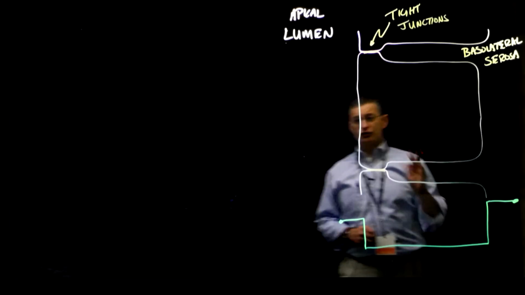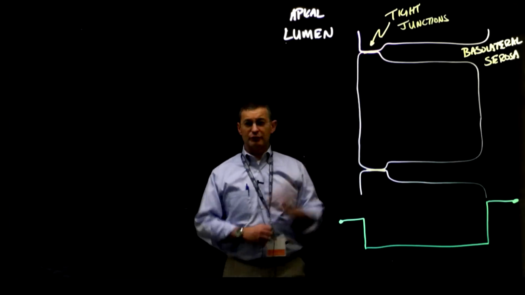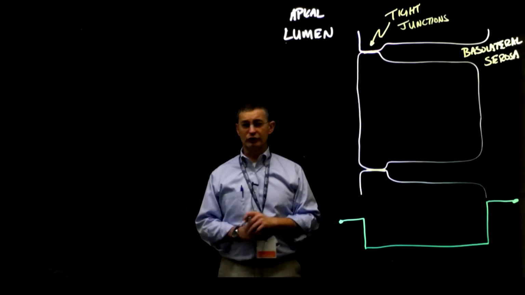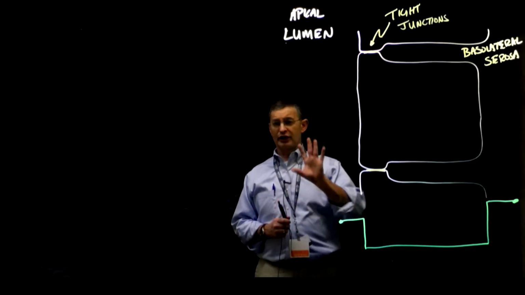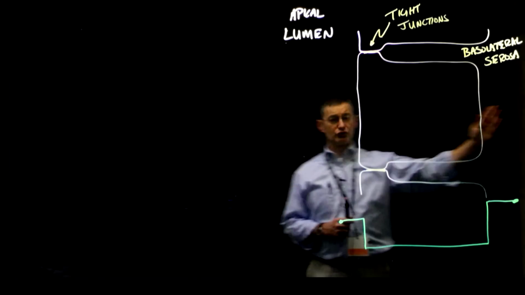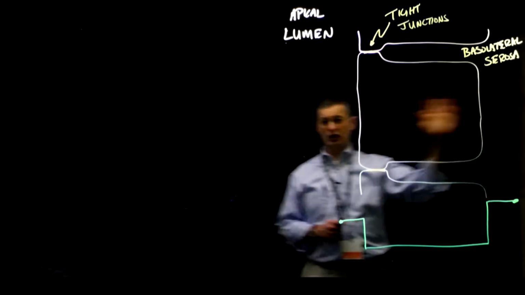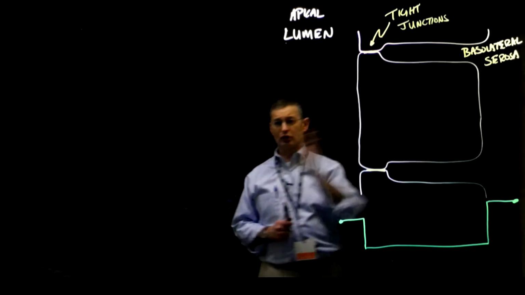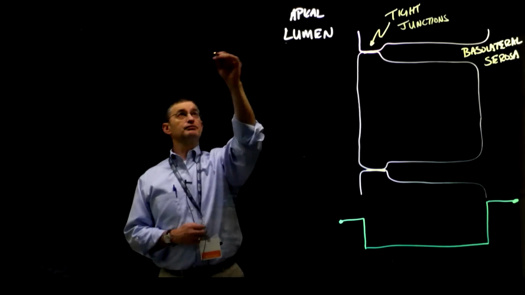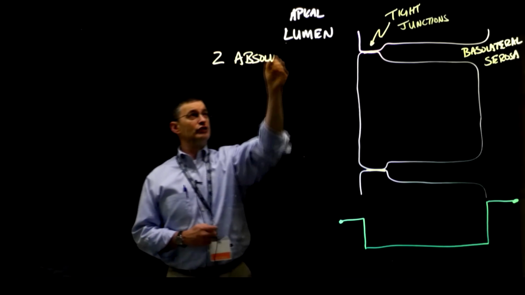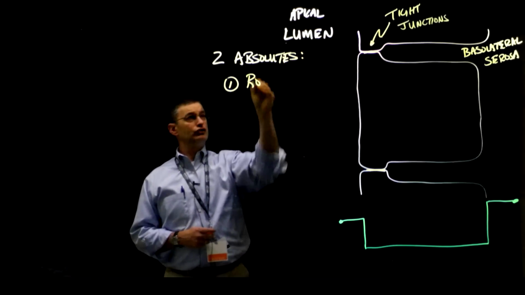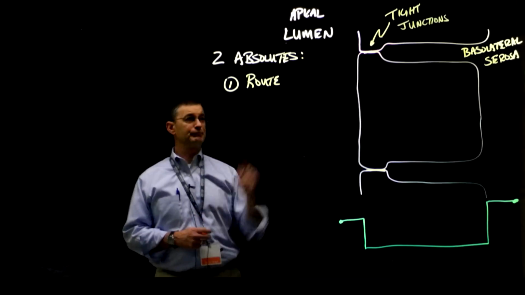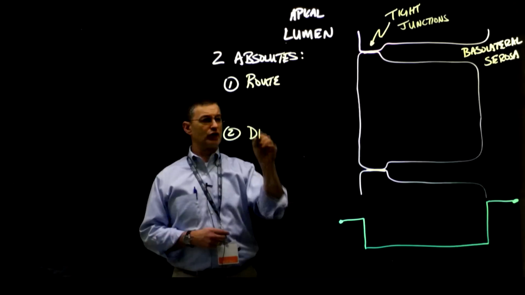Now, you notice that there are two absolutes for epithelial transport. Epithelial transport involves getting substances, solutes, water, or other organic molecules from the luminal side to the serosal side, or from the serosal side to the luminal side. So transport across this monolayer. There are two absolutes that need to be in place for one to get transport across that monolayer. The first is you need a route or a pathway, and the second is you need a driving force.